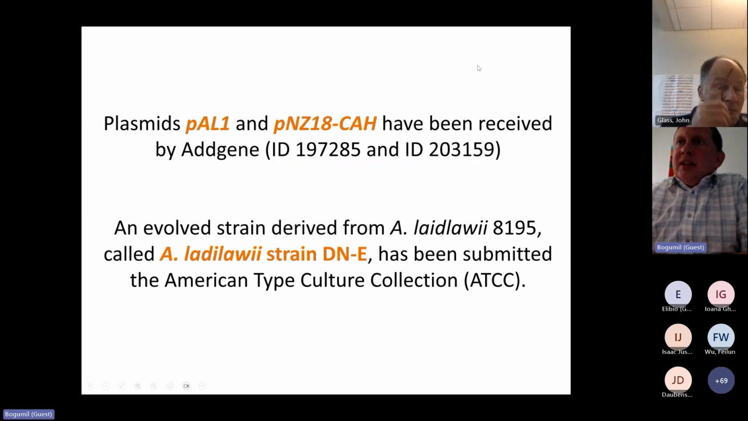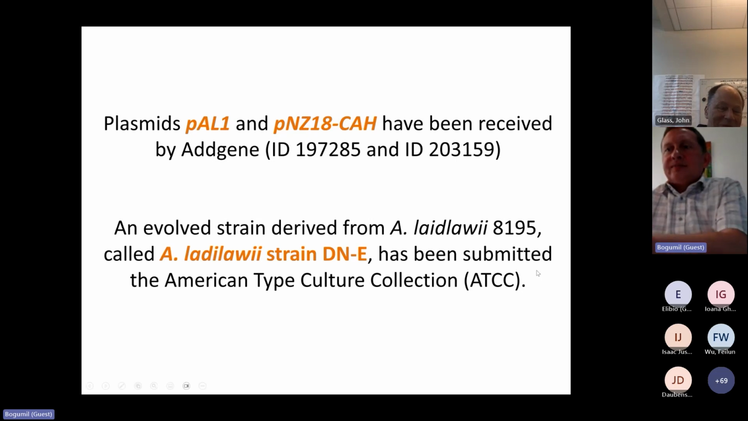As I mentioned earlier, we have deposited those plasmids to Addgene. You can get them. We also deposited the strain, which I think we just shipped this week, this improved Acholeplasma strain, which is going to be called DNE, to ATCC. So if anyone is interested in working with this for different purposes, maybe we want to make Acholeplasma that swims, maybe that'll be useful, whoever would like to use that strain, it's going to be there.